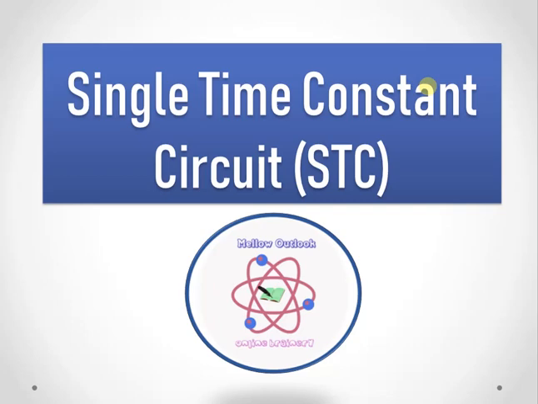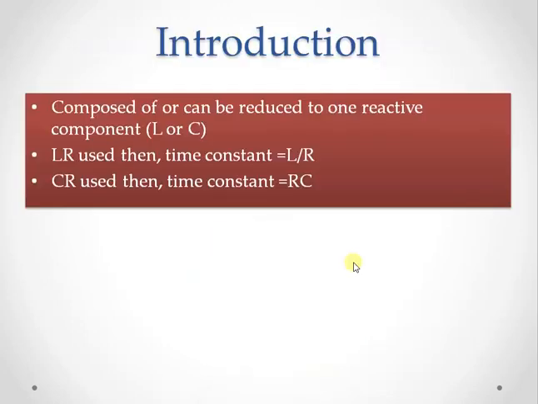Welcome to the tutorial on single time constant circuit, in short STC circuit. The single time constant or STC circuits are those circuits which are composed of or can be reduced to one reactive component, that is either inductance or capacitance, and one resistance. So an STC circuit which is formed of an inductor and a resistor will have a time constant given by L by R, and an STC circuit which is formed of a capacitance and a resistance will have a time constant which is equal to R into C.